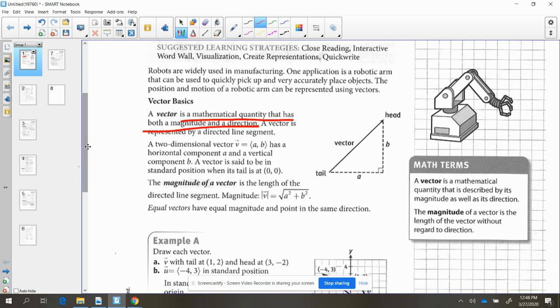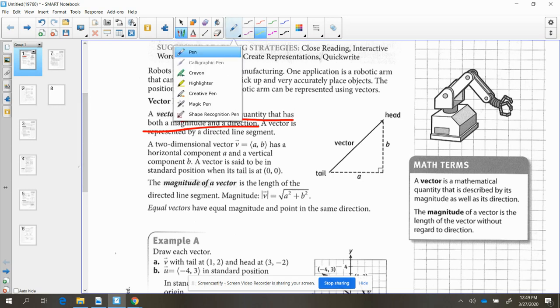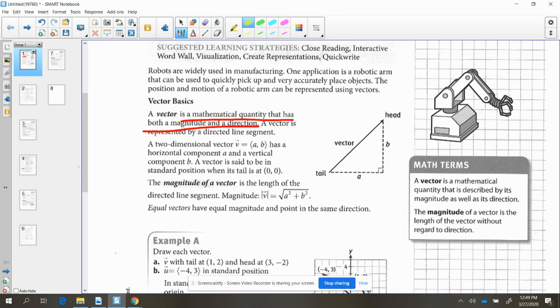Now, the big idea of 32.1 was introducing us to the idea of a vector, which is a mathematical quantity that has both magnitude and direction. The magnitude is going to be characterized by basically the length. If you want to think of it like the Pythagorean theorem, here's our magnitude, that length, and the magnitude is found by plugging into this formula.